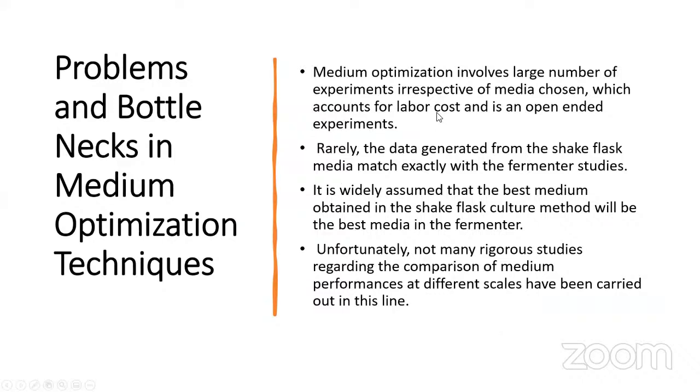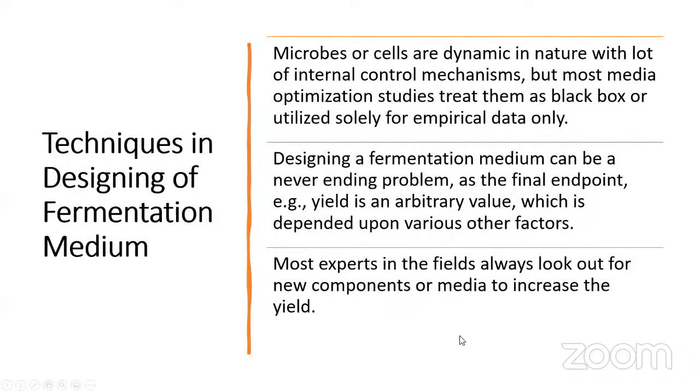Media optimization usually is labor intensive, and there are a lot of experiments that people need to do with open-ended experiments. The data generated from the shake flask and the fermenter studies may not match sometimes, and this is one of the major drawbacks of doing these studies. We cannot perform all the fermenter studies because the volumes are higher and the resources are very stringent here. That's the reason why people do shake flask studies or small microbioreactor studies. The primary assumption that we make is that the best medium obtained in the shake flask will be the best medium in the fermenter. Unfortunately, many rigorous studies have to be carried out so that we can establish this line of thought.